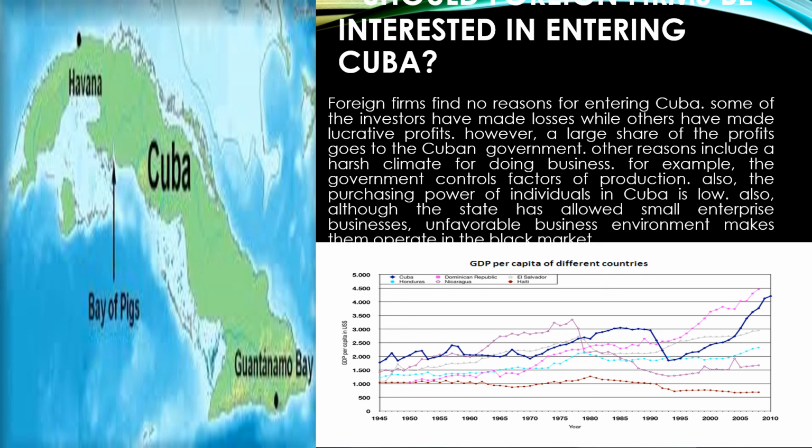If you look at the slide, you could see the per capita income for different countries like Cuba, Honduras, Dominican Republic, Nicaragua, El Salvador, and Haiti, from 1945 to 2010, the time period we were looking at. We could see that the per capita for Haiti was rising steadily, compared to Cuba, which was not steady and kept moving up and down. It dipped at one point and rose at another, making the livelihood of the people very difficult, and they were not making enough money for themselves.